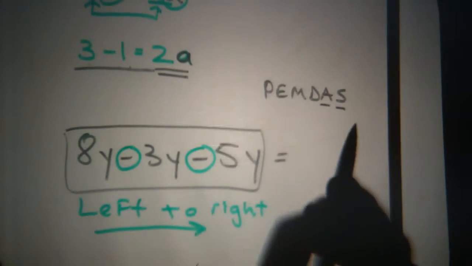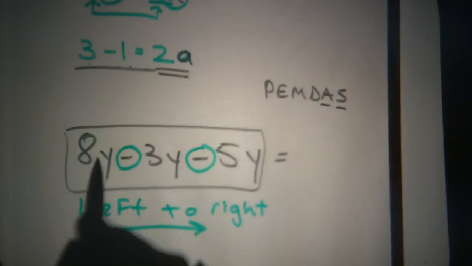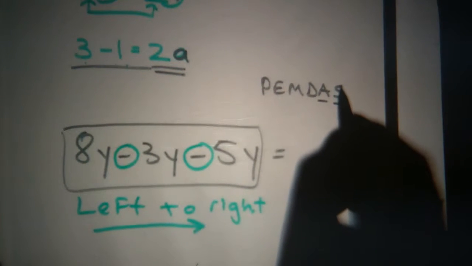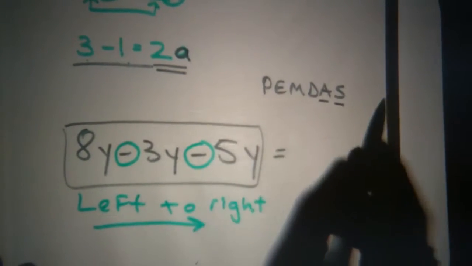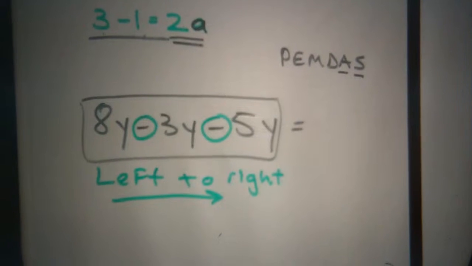If it's all addition or subtraction, just move from left to right. Start at the beginning and go this way. It doesn't matter whether the subtraction comes first or the addition. Just move left to right.